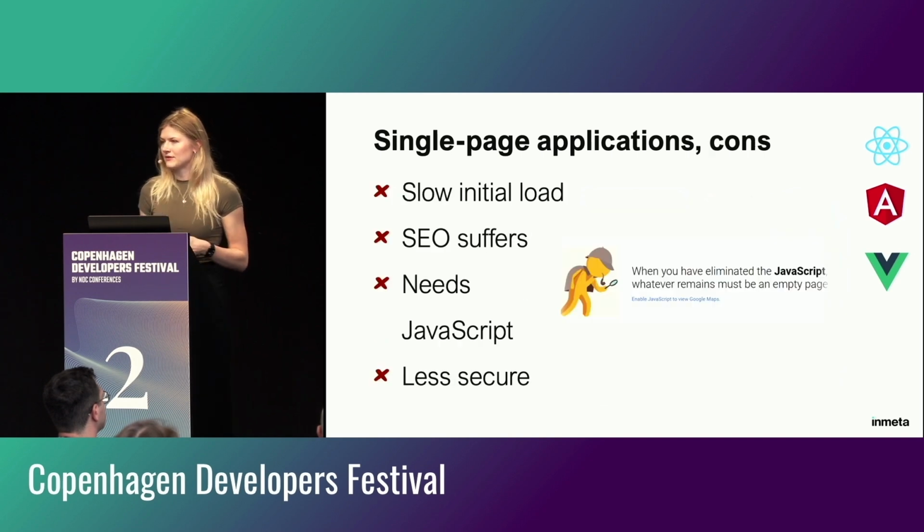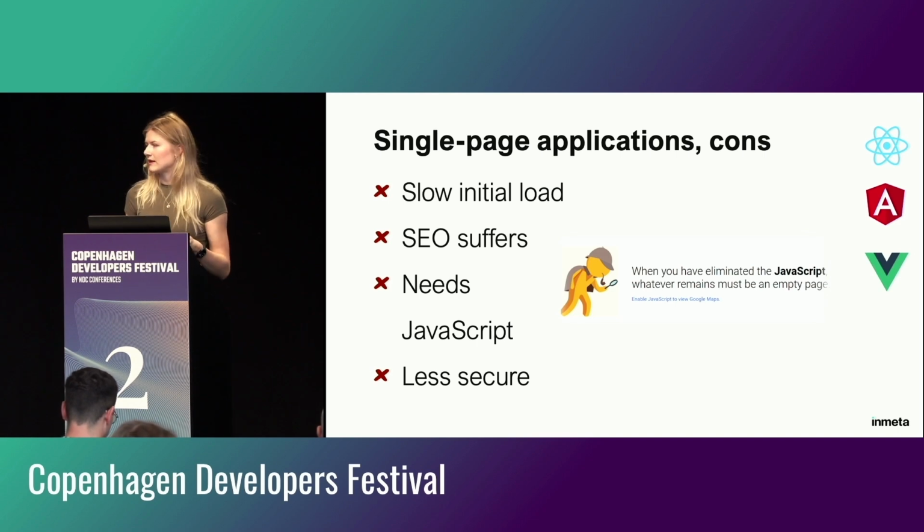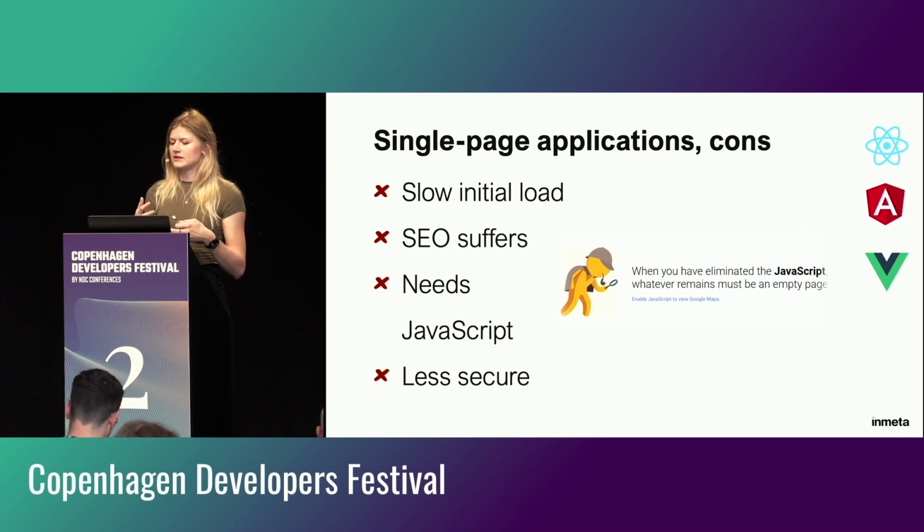But there are some significant cons to using a SPA. Most importantly, they have a slow initial load because everything is downloaded, which is increased with everything that is added on to the bundle, such as additional libraries. And while you're waiting for this, you're just looking at a blank screen and then afterwards a bunch of loading spinners.